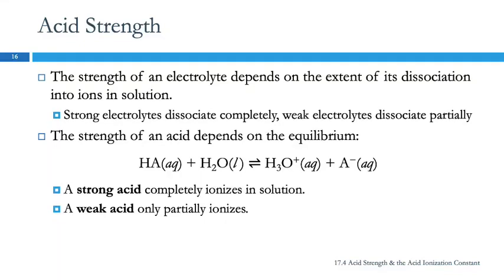So we talk about the strength of an electrolyte. Remember, strong electrolytes and weak electrolytes. And the strength depends on how far the dissociation into ions goes. So a strong electrolyte will dissociate completely, like sodium chloride. You dissolve that in water, all the sodium ions go off by themselves, independently, all the chloride ions. You don't see any NaCl molecules floating around. Whereas a weak electrolyte only partially dissociates.